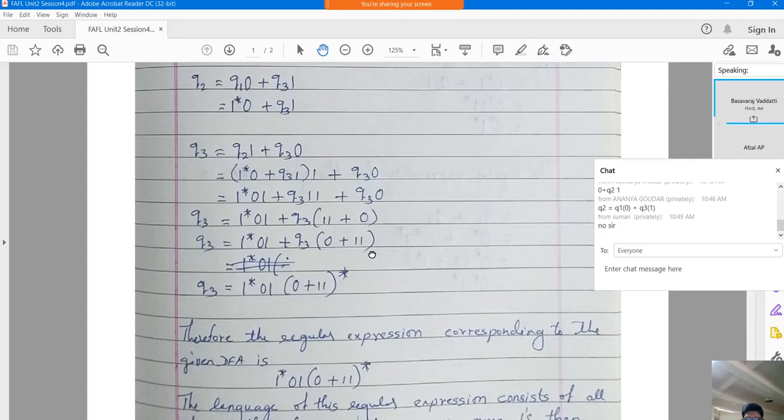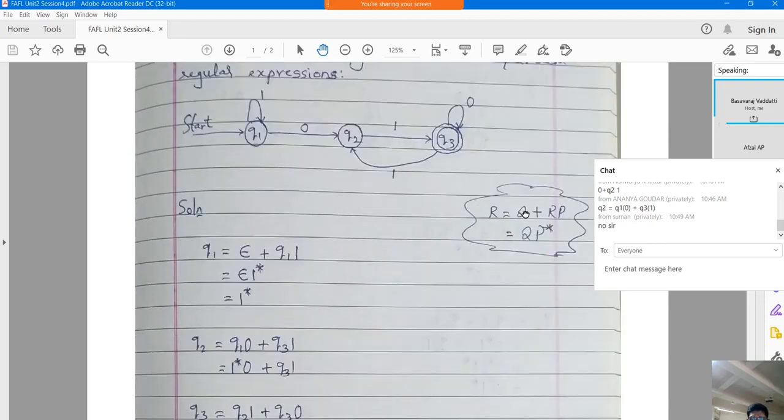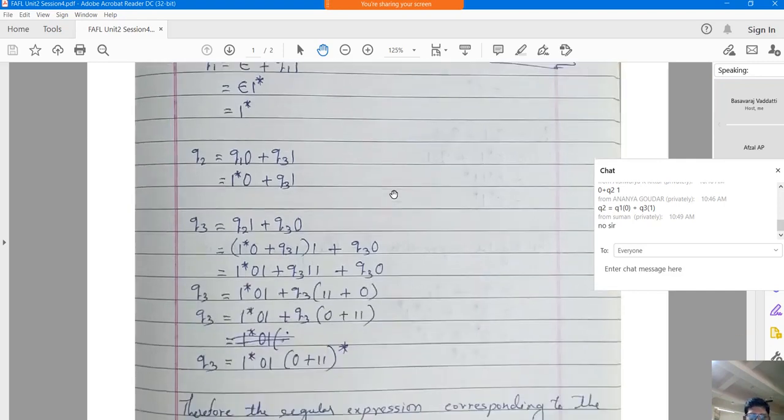Is it clear? We have written the regular expression for Q1, Q2 and Q3. The regular expression corresponding to Q3 is the regular expression for the given DFA, because Q3 is the final state here. Therefore, that regular expression is the regular expression of the DFA. Any other doubts, please?